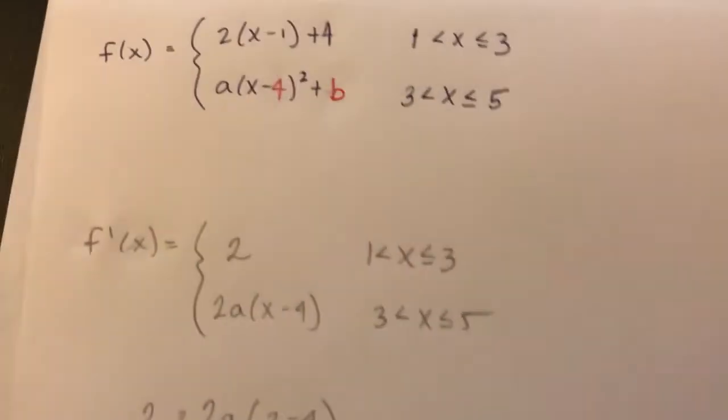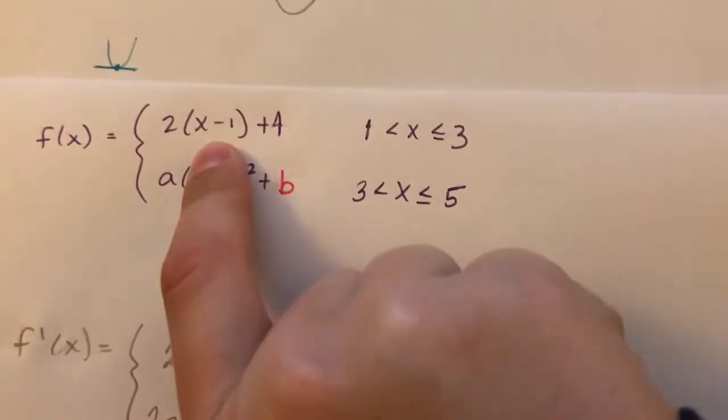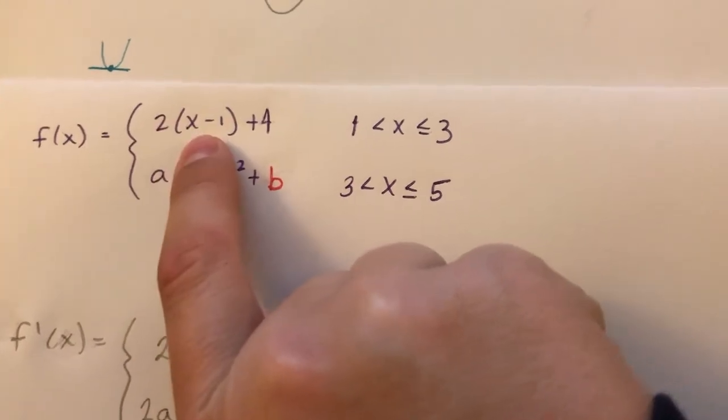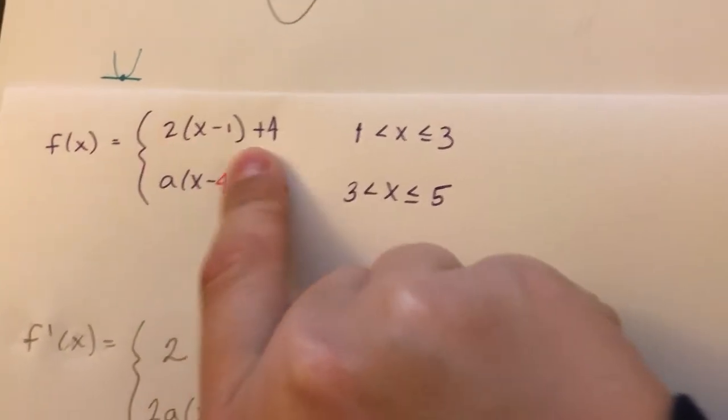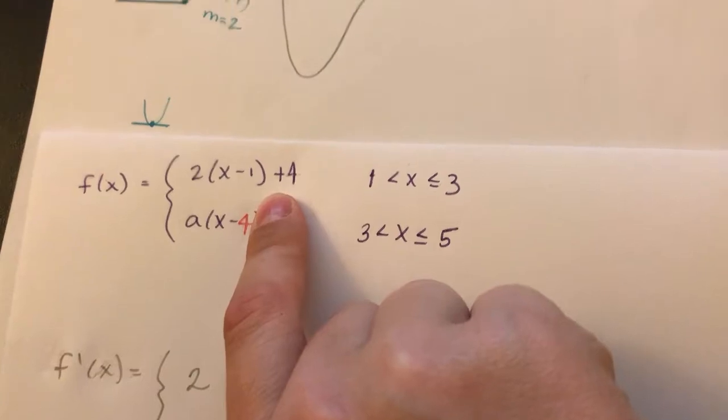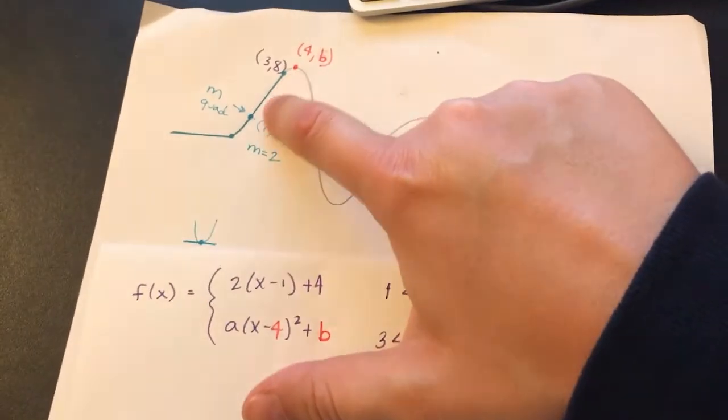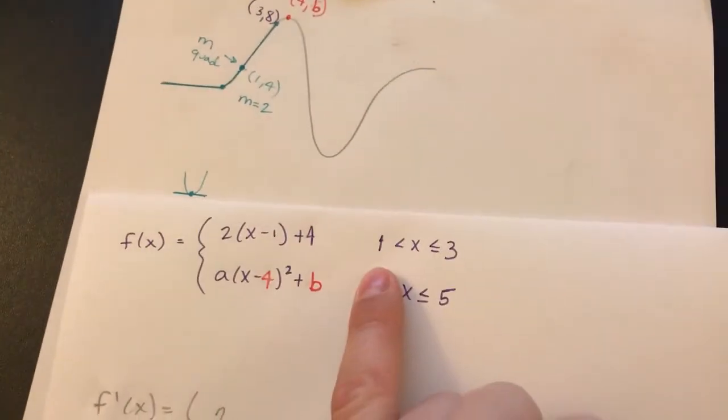So I set up my equation. I said, okay, I have this linear function that's over here. This is the one we just made in that last video. I have a linear function that's first. That's 2 times x minus 1 plus 4. That's this function right here. All right, we put the domain to be 1 to 3.